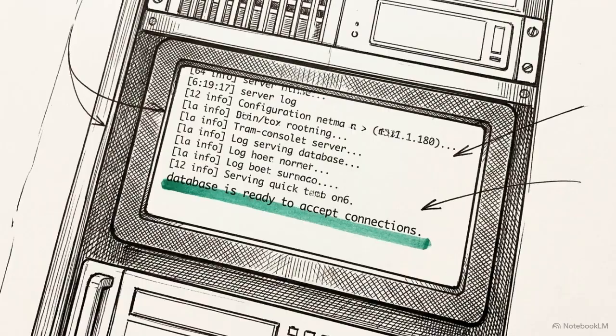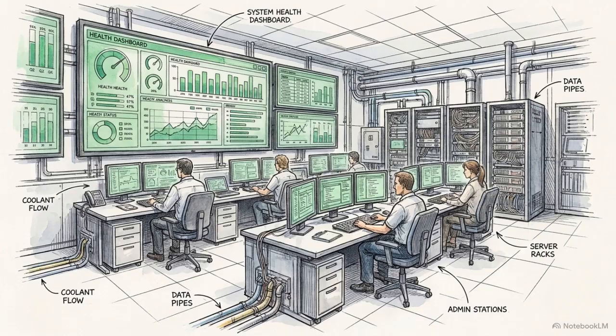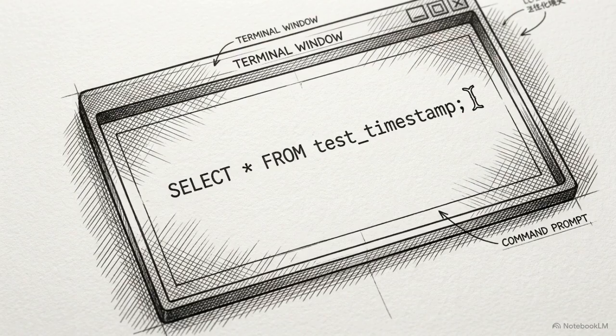We verify this promotion by checking the logs for the final entry: database is ready to accept connections. A database is only fully recovered once it has transitioned out of observation mode and is capable of executing new user transactions. We perform a final select query against the originally dropped table.